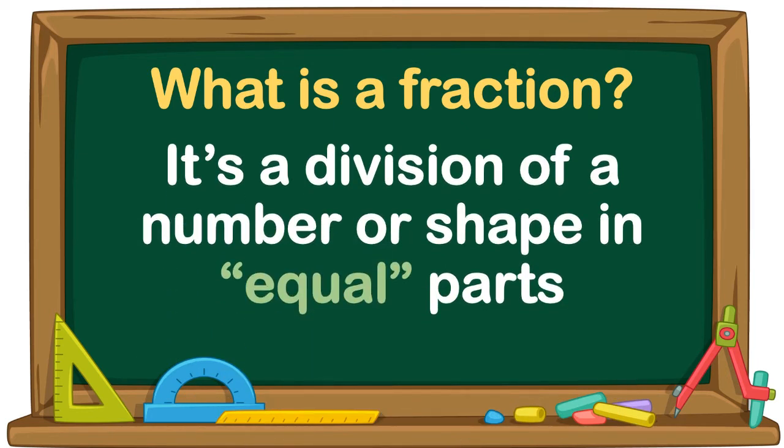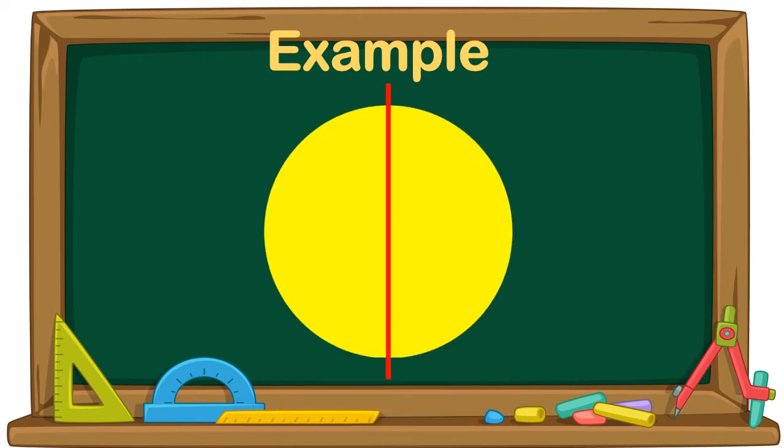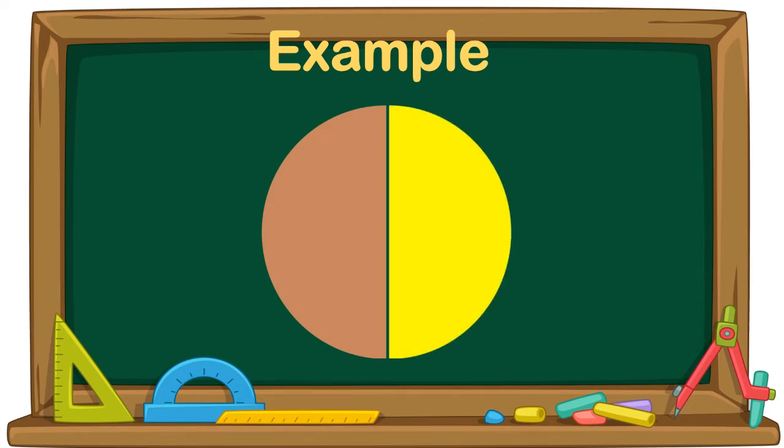What is a fraction? A fraction is a division of a number or shape in equal parts. For example, if I have this circle and I divide it into two, now I have one part and a second part. If I take the first part, I call it number one, and the circle has two parts. So this fraction is one half. Number one up and number two down.